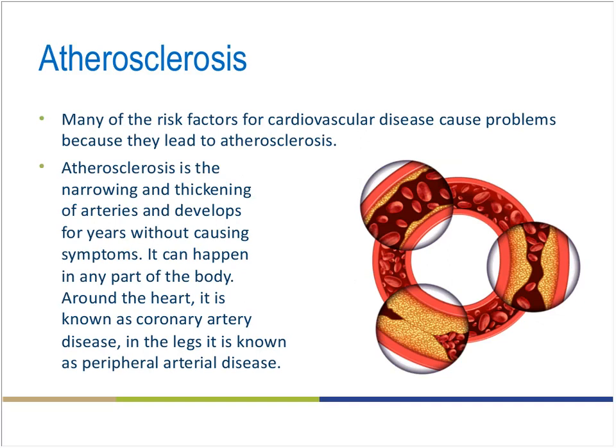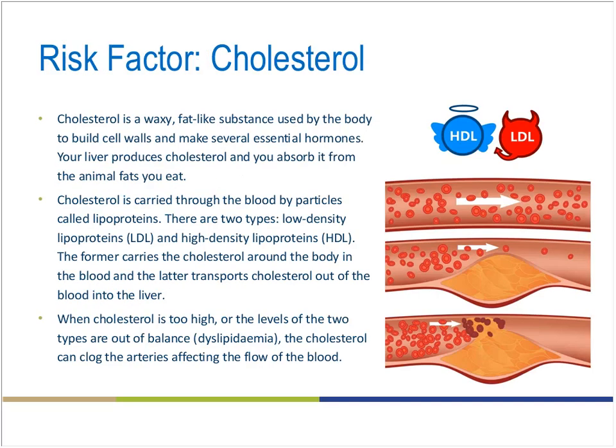So atherosclerosis is what cardiovascular disease is actually caused by. So it's the narrowing of the arteries. It happens in more than one part of the body. If it happens around the heart, it's known as coronary artery disease, or CAD. And if it happens in the legs, it's called PAD, or peripheral artery disease. So these are what we're going to be looking at, what actually causes atherosclerosis, which leads to cardiovascular disease. So we're going to start with looking at the risk factors.